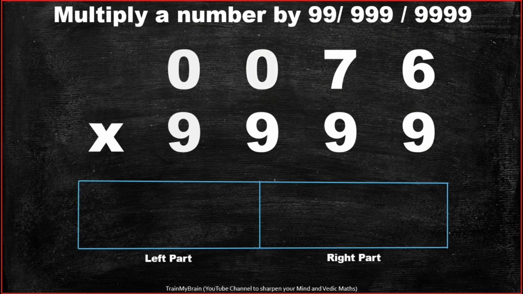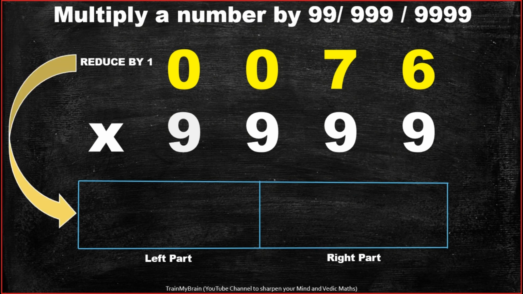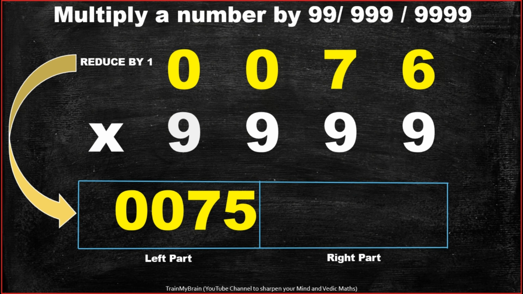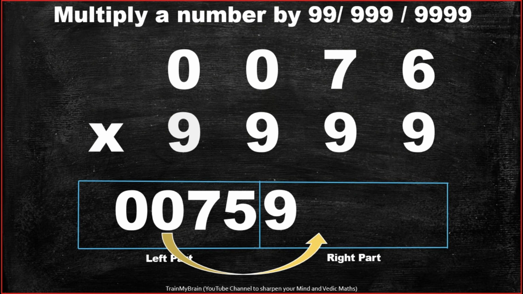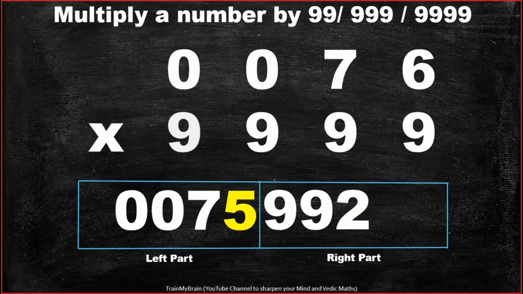Left part, right part, pick the number other than 9, 0076, reduce it by 1, you will get 0075. For the left part, you are done. Now work for the right part. Pick the first digit, subtract it from 9, 9 minus 0 will be 9. Pick the second digit, subtract it from 9, 9 minus 0 will be 9 again. Pick the third digit 7, subtract it from 9, 9 minus 7 will be 2. And pick the last digit 6, again subtract it from 9, 9 minus 6 will be 3.